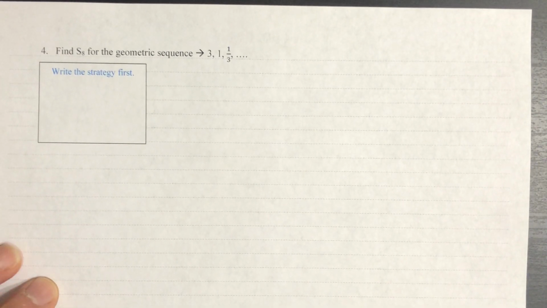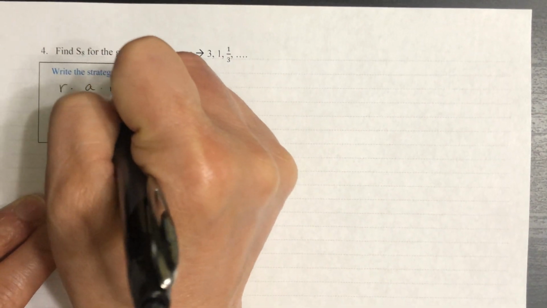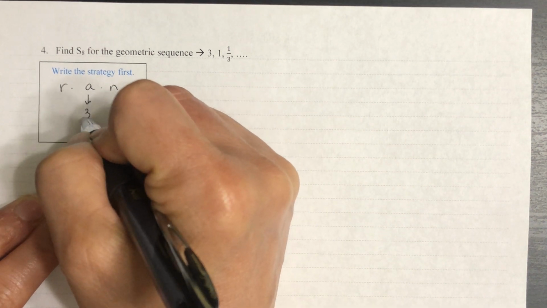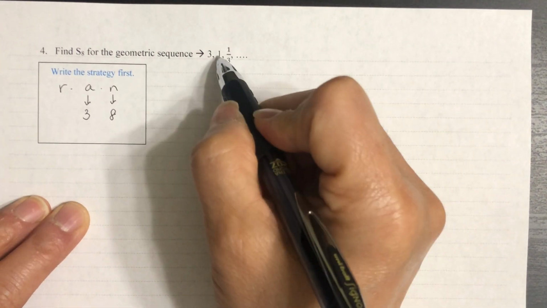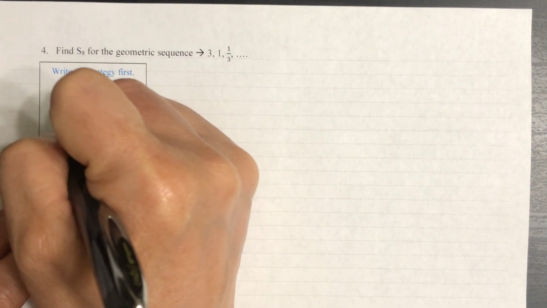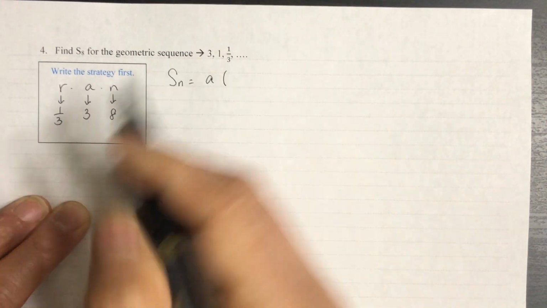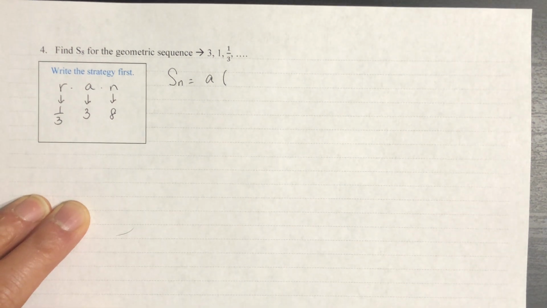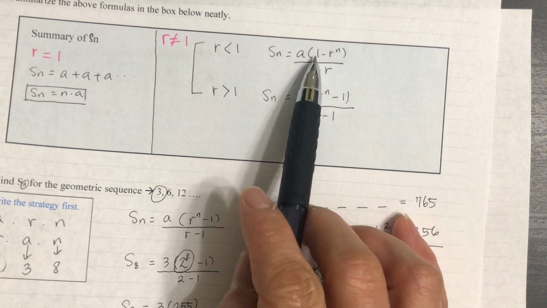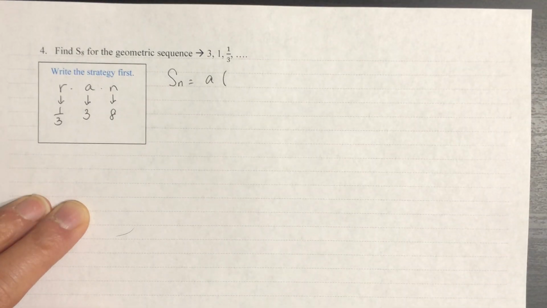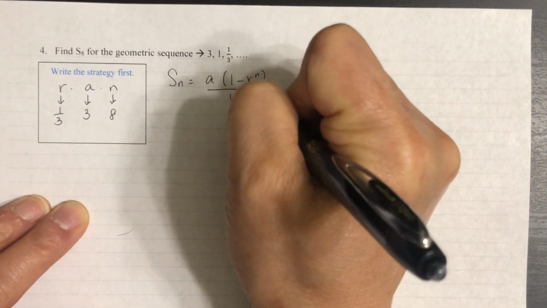It's the same question, except the numbers are different. So S8. Let's find R and N. The first term is 3, and N is 8. What is the ratio? 1 divided by 3. Yeah, so it's 1 divided by 3. Now, as you can see, R is smaller than 1. When R is smaller than 1, we use the formula that starts with 1 first. So S sub 8 is A times 1 minus R to the nth power over 1 minus R.